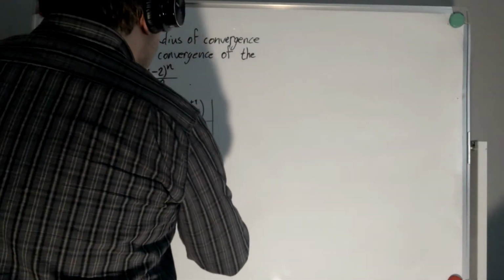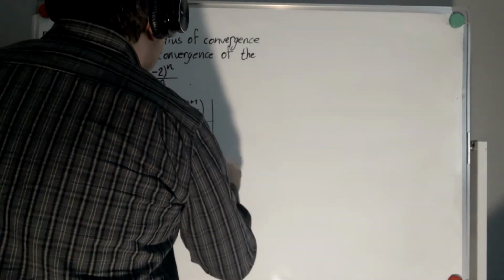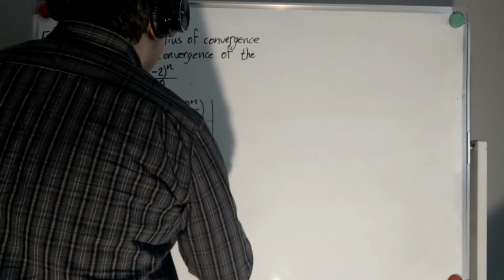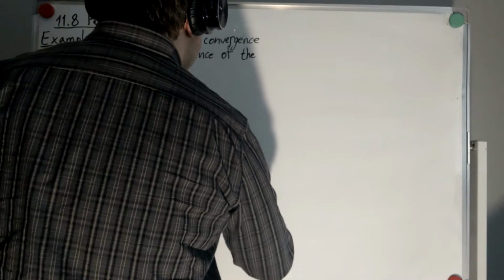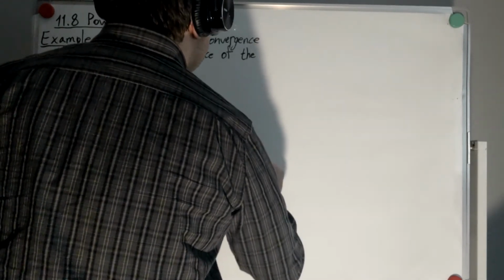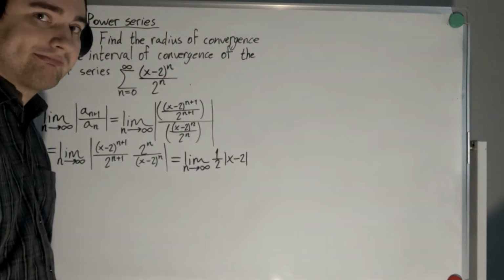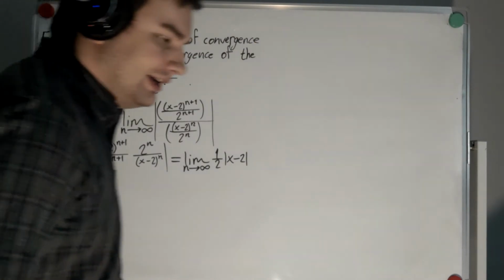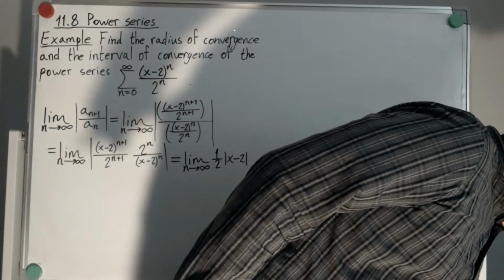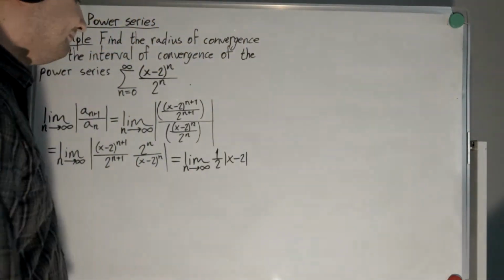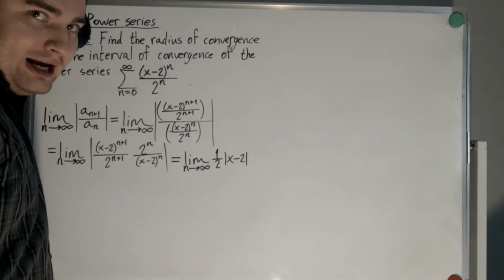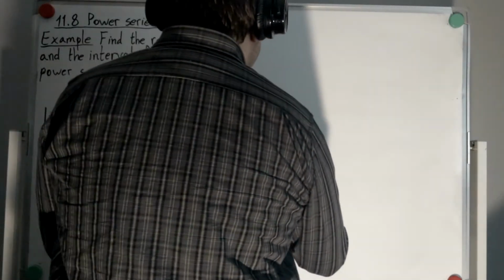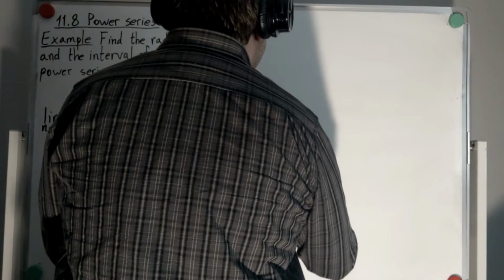So this is going to be the limit as n approaches infinity. Let's see here. What we get is 1 over 2 times the absolute value of x minus 2. And so this is just a constant with respect to n. So if you take the limit as n approaches infinity, nothing happens. Okay, so this is now just 1/2 absolute value of x minus 2.